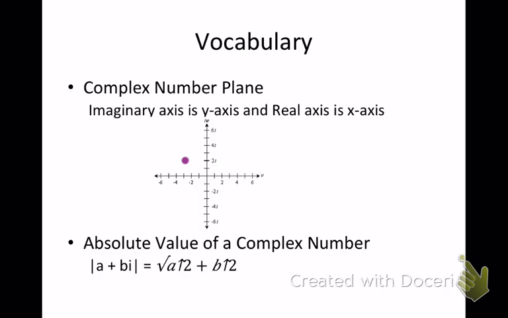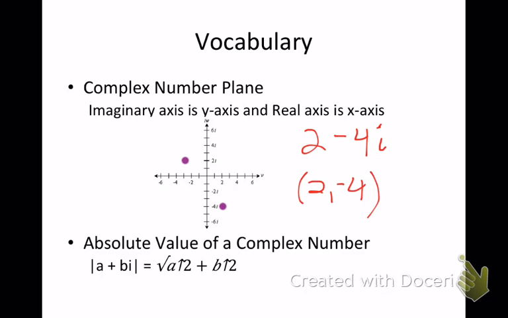Let's take another example here. What if I gave you 2 minus 4i? What would that be similar to? Yeah, it's like saying 2, negative 4. So I'm going over 2, down 4. It's like this coordinate right down there. Okay, so it's another way to think about it.